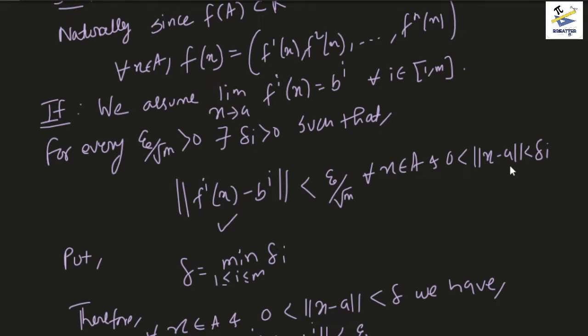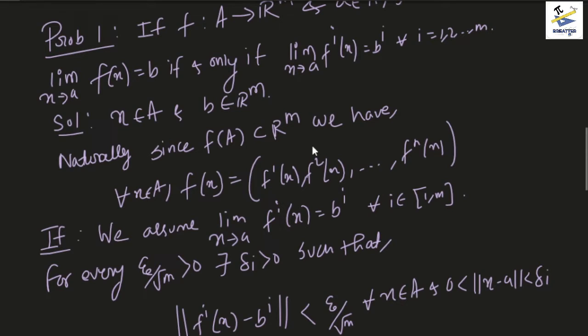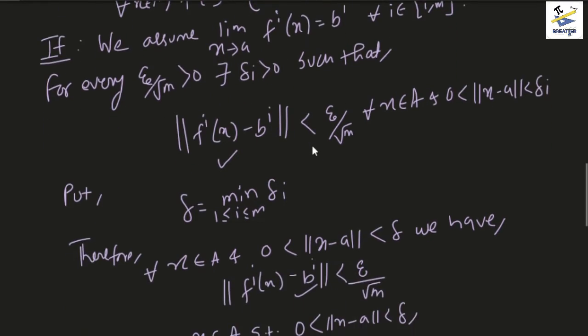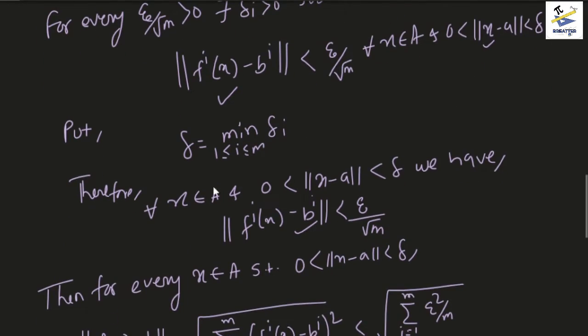Now notice that x minus a has to be taken in norm because x is an element of A, and small a is an element of capital A as well, and we do not know if capital A is a subset of R or not. It might be multidimensional, right? So because it was for all i, we can put delta equals the minimum of all those delta_i, so that this statement is true for all the i's. And then for all x belongs to A and 0 less than norm of x minus a less than delta, we had the norm of f_i of x minus b_i less than epsilon by root m, which was the statement.